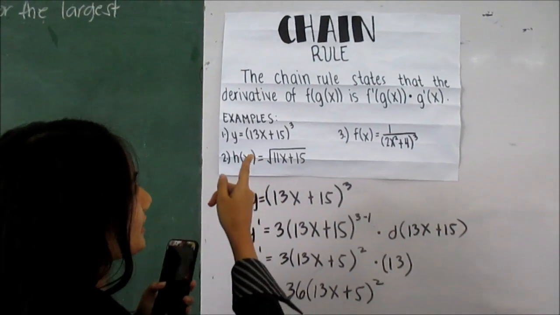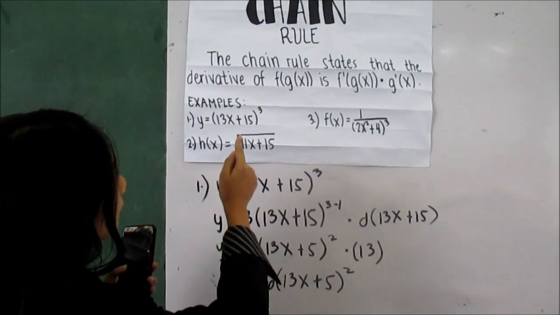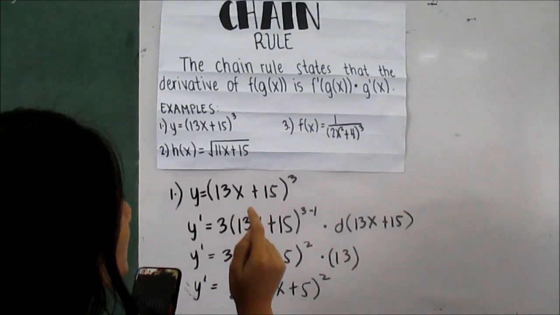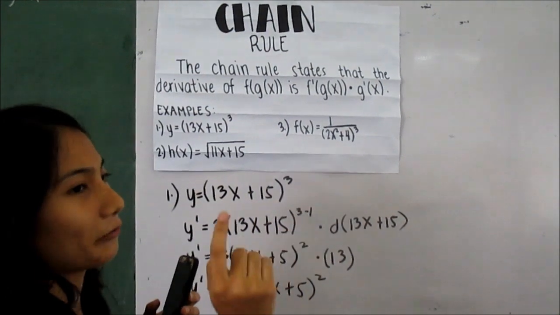That's all. Chain rule. The chain rule states that the derivative of f of g of x is f prime of g of x times g prime of x.